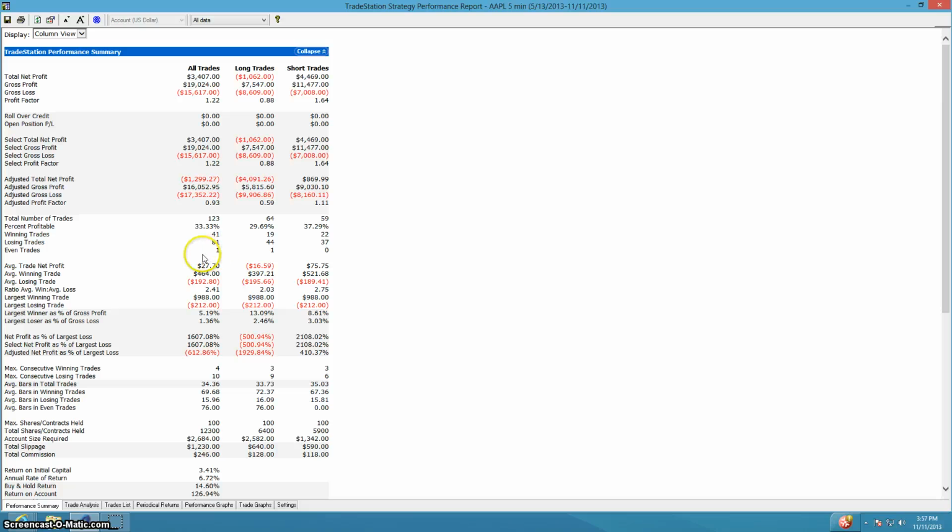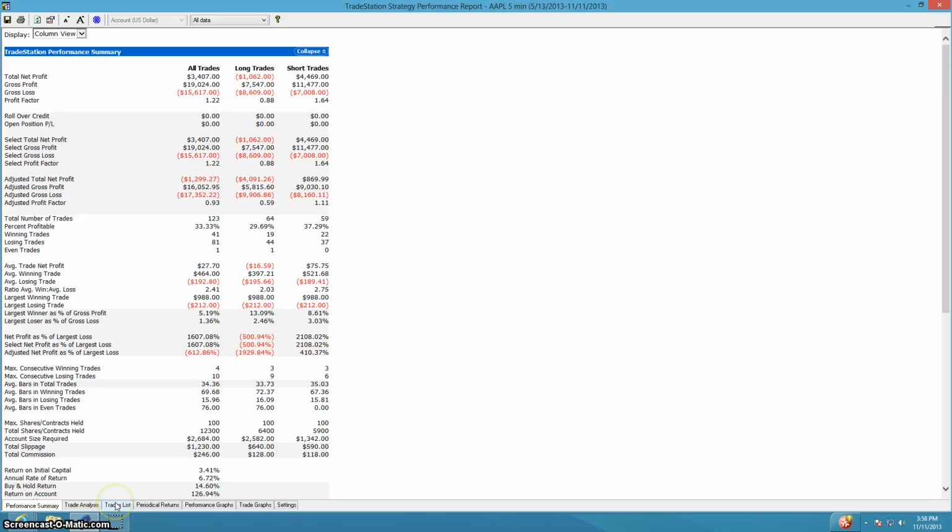And you may ask yourself, well, shoot, how can you only be right 33% of the time and be profitable or be up money? One of the things that we shoot for is to have our average winning trade be much greater than our average losing trade. And as you can see here, our average winning trade is $464, while our average losing trade is $192.80. So even though we're only right 1/3 of the time, we're still able to make money on this strategy.